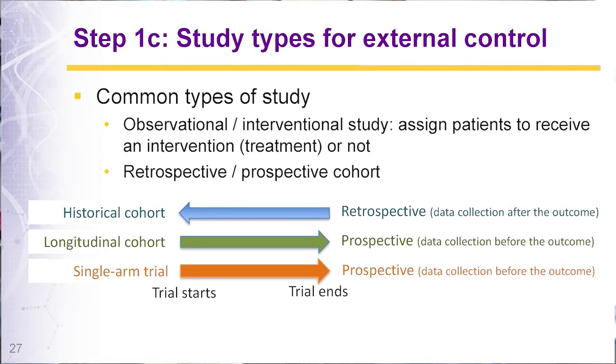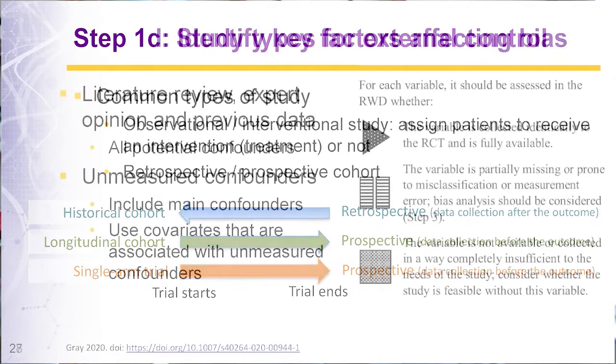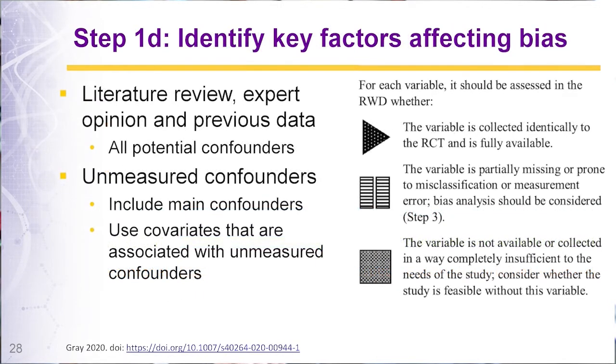There could be retrospective or prospective designs. Using the historical control is a retrospective study, because the data is collected after the outcome is observed. A prospective design is a longitudinal cohort, where the data is collected before the outcome is observed.